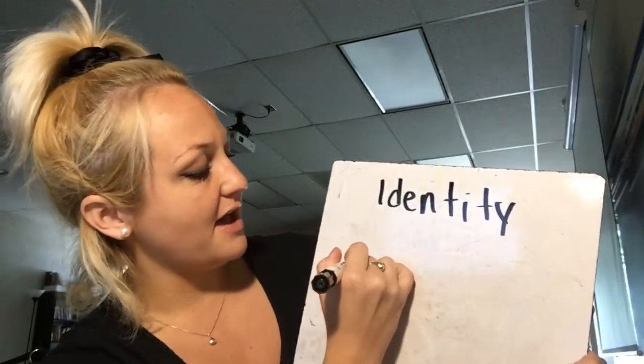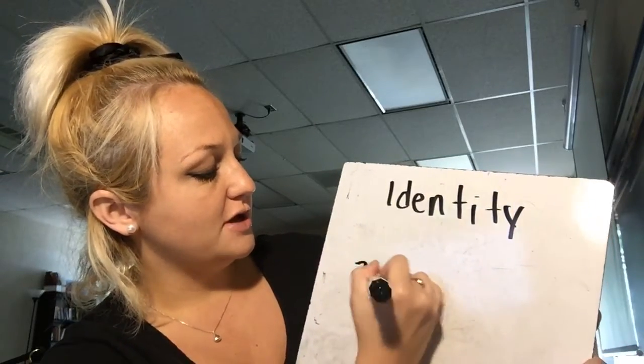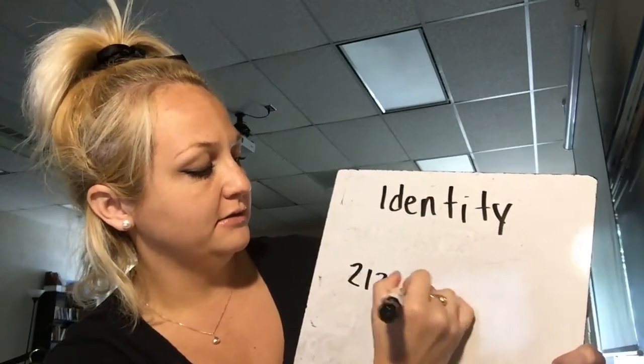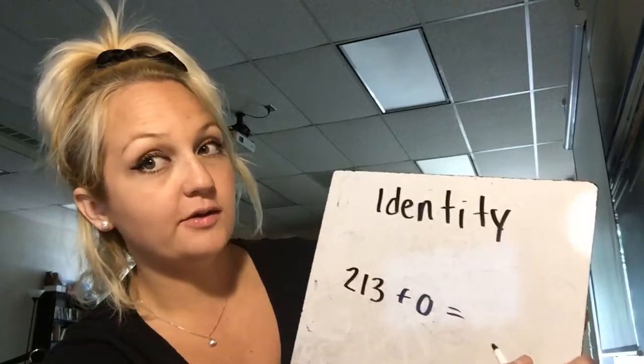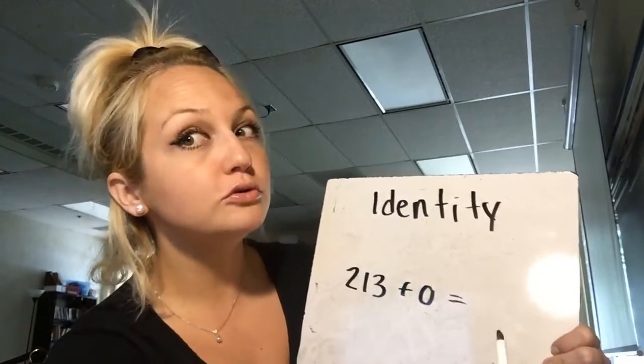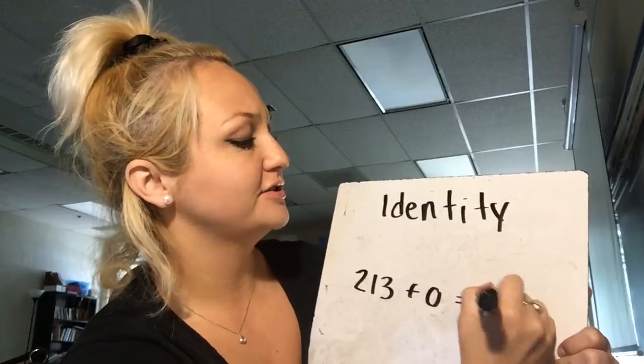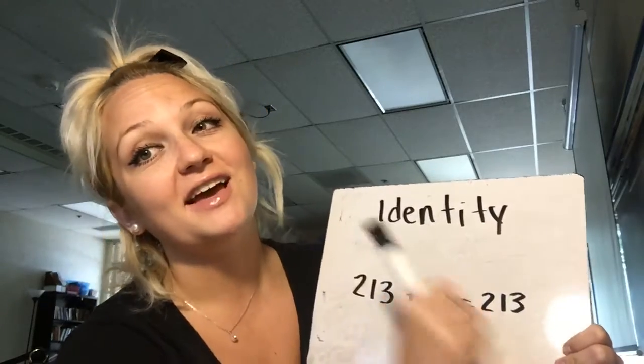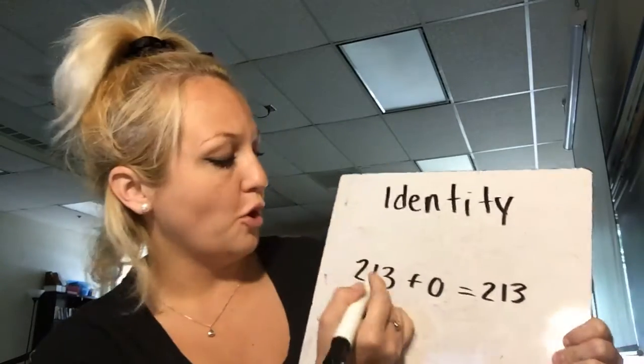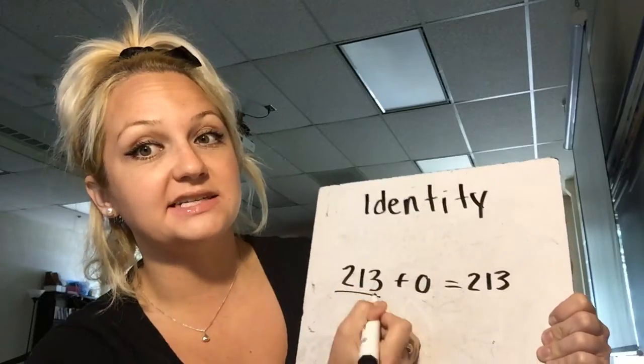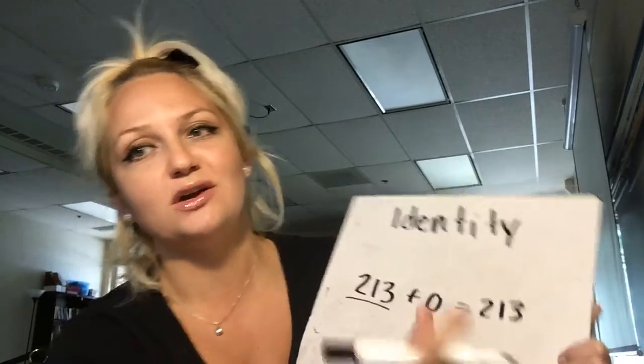So like, let's say we have 213 plus 0 equals, it's going to stay 213. Identity property just means whatever your other number is, it's going to stay that other number. The 0 doesn't do anything to it. So that's the identity property. It's the easiest one because it has 0 in it. Nothing changes.